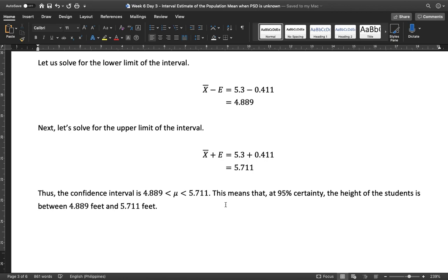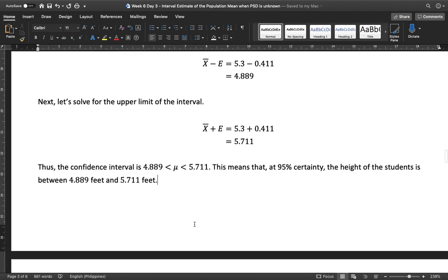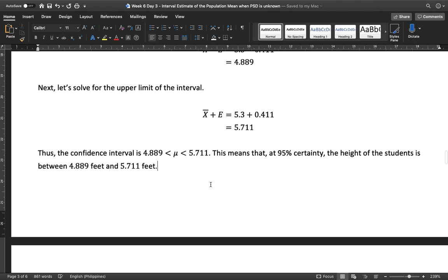So, at 95% certainty, 95% sure tayo na 'yung height ng students is between 4.889 feet and 5.711 feet. So, that is the estimate, that's our interval estimate for the height of the students. And we're referring to the entire population of students 'yung estimate natin. Even though we don't have any information about the population mean or the population standard deviation, we can make an estimate.